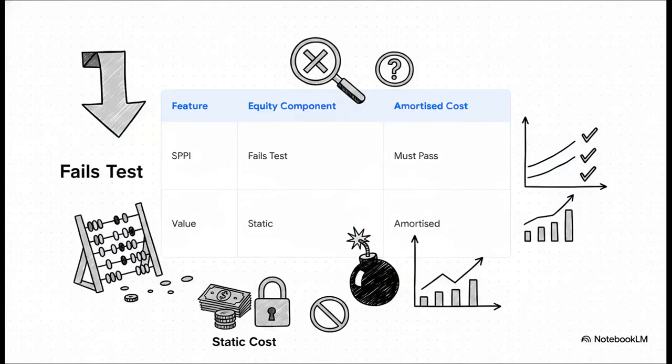And this is where the wheels completely fall off. By its very nature, the contractual terms of an equity component do not give rise to cash flows that are solely payments of principal and interest. It fails the SPPI test right out of the gate.